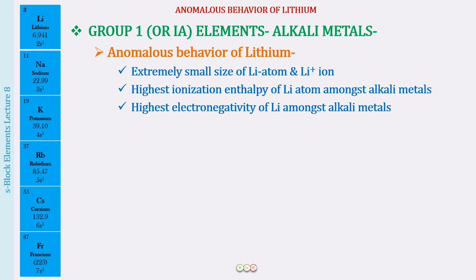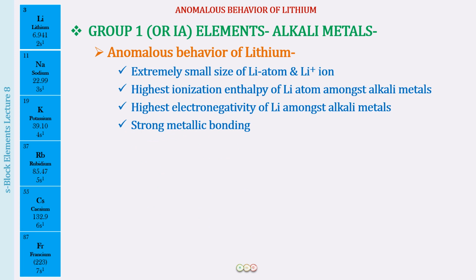So down the group, as the ionization enthalpy decreases, the electropositive character increases, and therefore the electronegativity decreases. So lithium has the highest electronegativity amongst the alkali metals. It has a tendency to pull the shared pair of electrons towards itself, which is going to be very important when we see the covalent character in the case of the lithium compounds. Then it has strong metallic bonding.